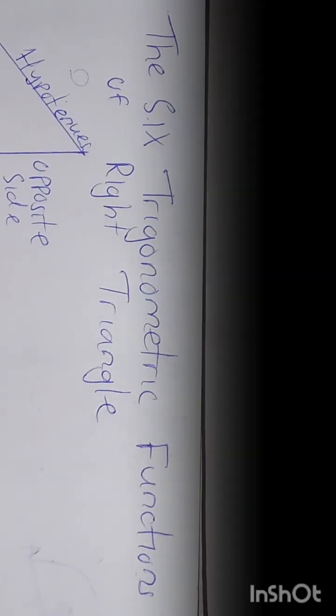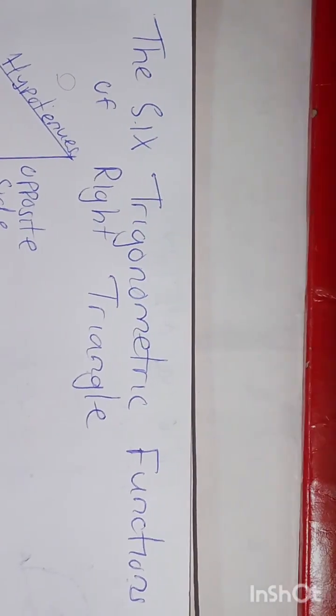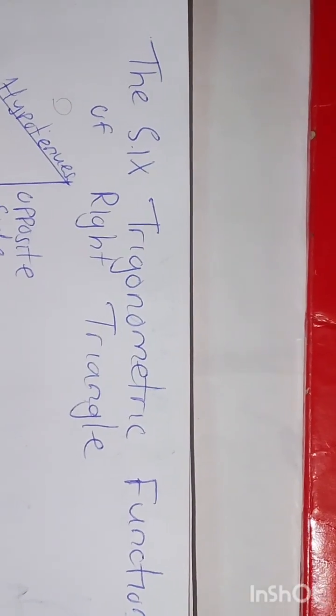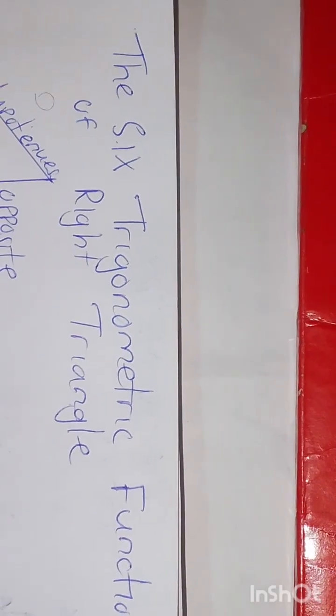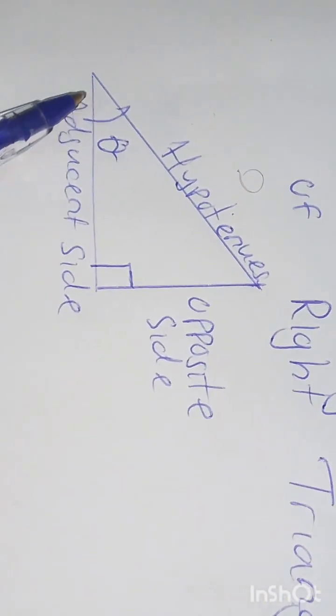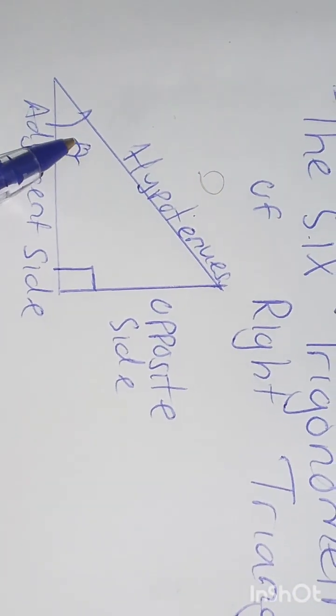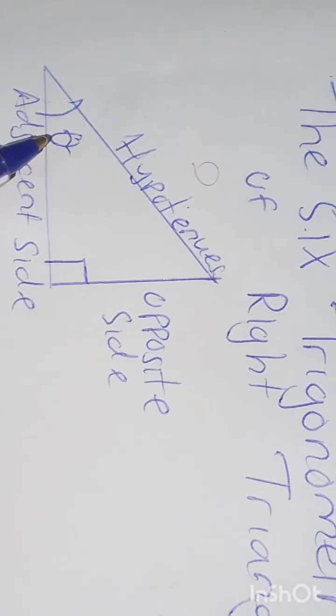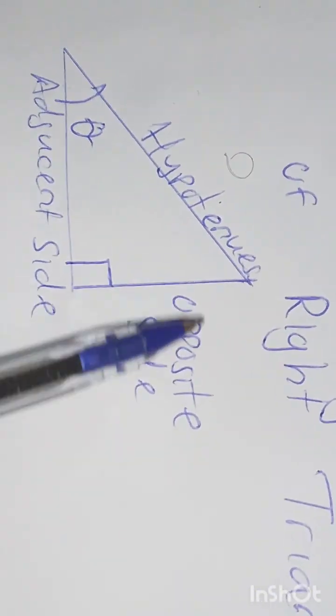In continuation with trigonometry from where we ended. Today we're going to do the 6 trigonometric functions of right angle triangles. We have been given this right triangle here, and from this right triangle, we have an angle theta. As I said earlier in the beginning of trigonometry, trigonometry mostly deals with right angle triangles. So we have this right angle triangle which has been given with an angle theta.